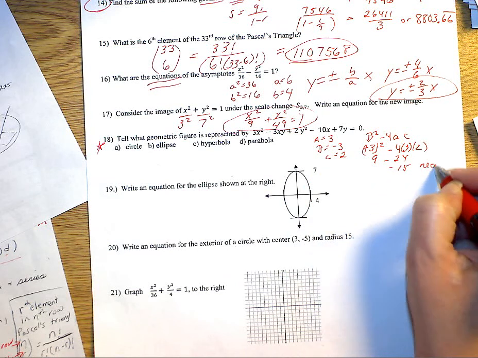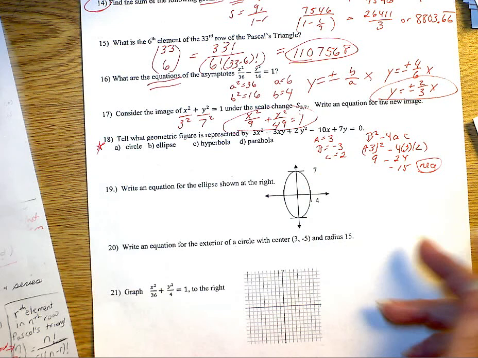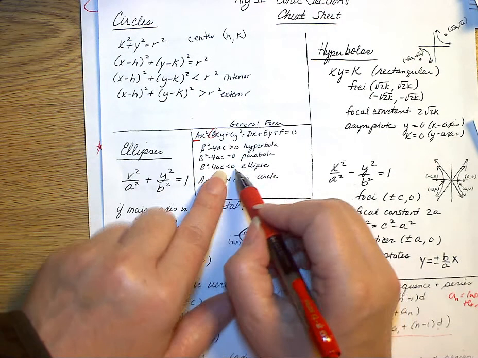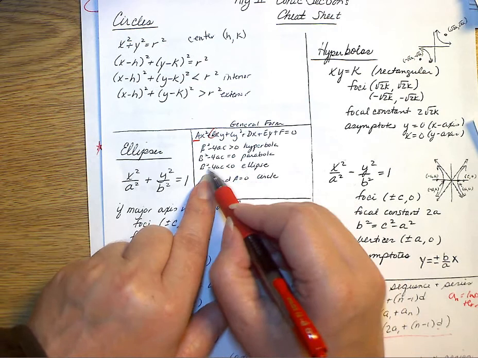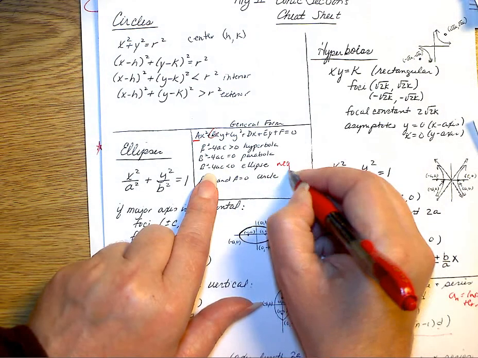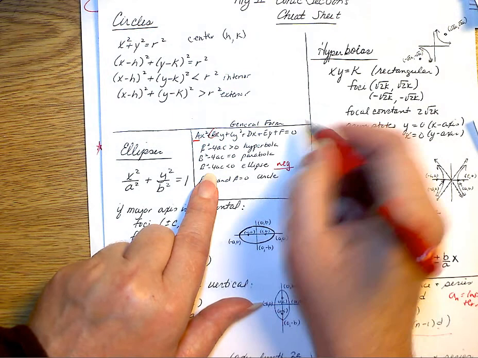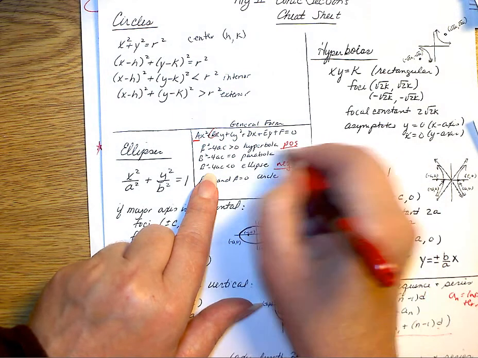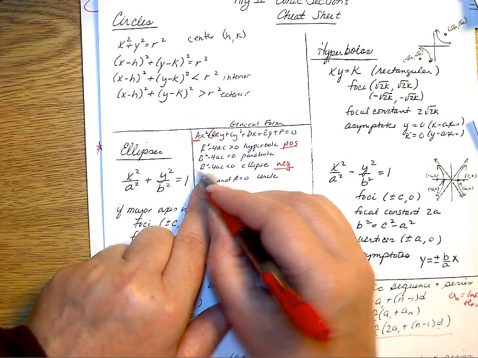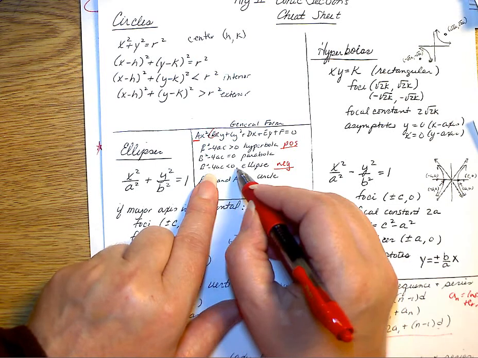If it's negative, and this is something you might want to write down, if this is negative, it's an ellipse. So if you need to, write negative here. If it's negative, it's an ellipse. If it's positive, it's a hyperbola. So it's negative, because that's what this is saying. If that's negative, it's an ellipse. So that is an ellipse.